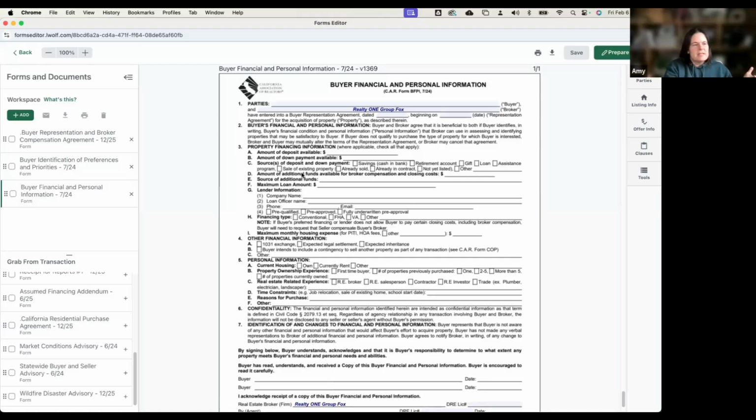If your price range, because we've filled out that buyer identification of preferences and priorities, is up to $800,000, do you have $8,000 available in liquid funds that you would be able to give to the title company, who will hold those funds for you as a neutral party, within 3 days of acceptance, right? Good conversation to have, because sometimes we have those buyers, you go to write the offer and you're like, okay, I'm going to put a deposit of $8,000.